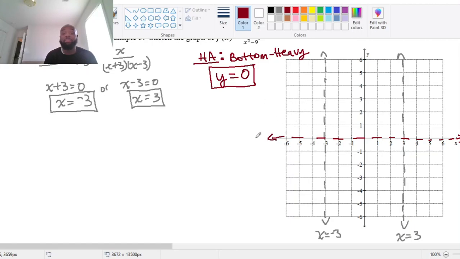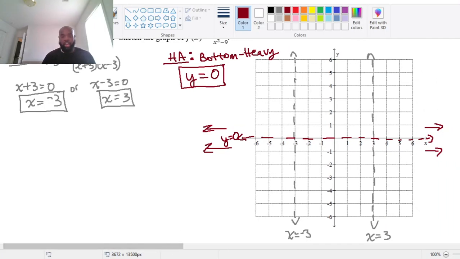Remember, your horizontal asymptote actually represents end behavior. So your function is going to end going over here or over here. It may be above the x-axis or it may be below the x-axis, but that's how your function is going to approach your axes. So we have our vertical asymptote, our horizontal asymptote.